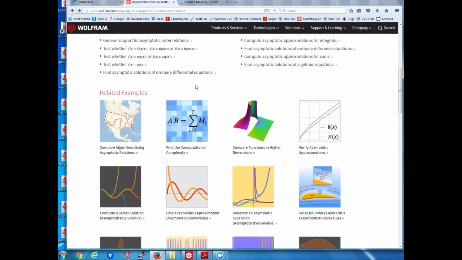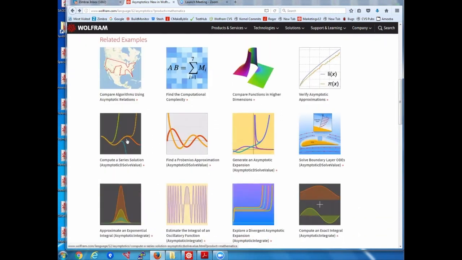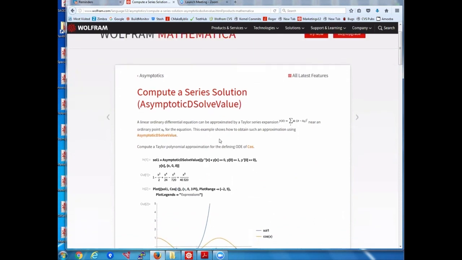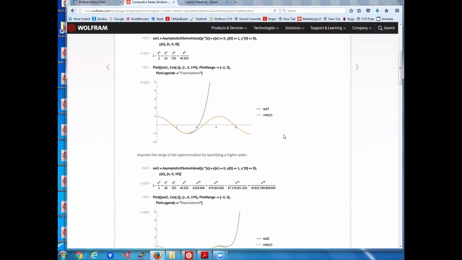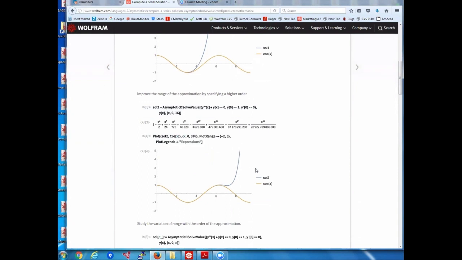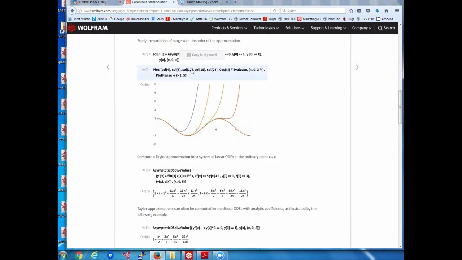Okay, on to AsymptoticDSolveValue. So this is in fact where things began. So probably around 2006, Stephen Wolfram asked me to implement a function for series solutions of differential equations. So here's a simple example from a kind of college textbook where we try and solve the differential equation for the cosine function. And you can see over here that if I take a small number of terms, I get a pretty decent approximation. But then as I increase the number of terms, I get a better and better approximation. And that's a typical textbook picture of series solutions of ODEs.